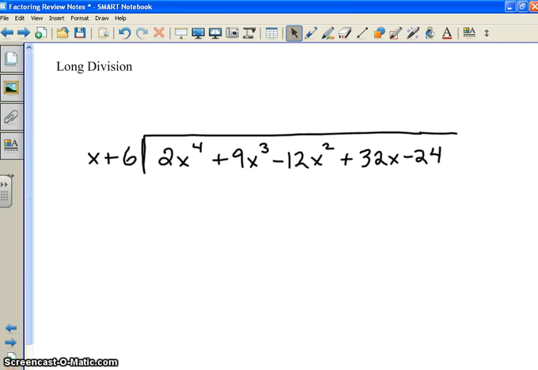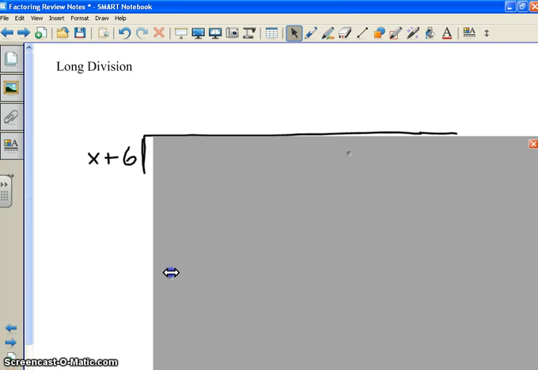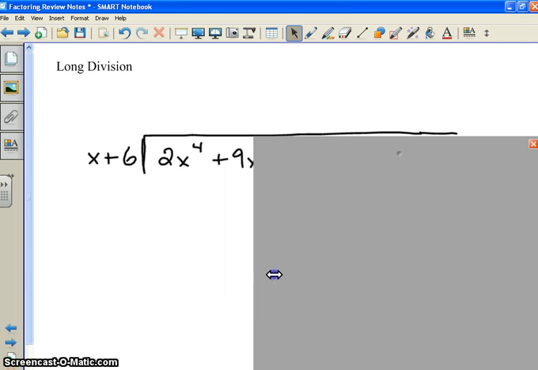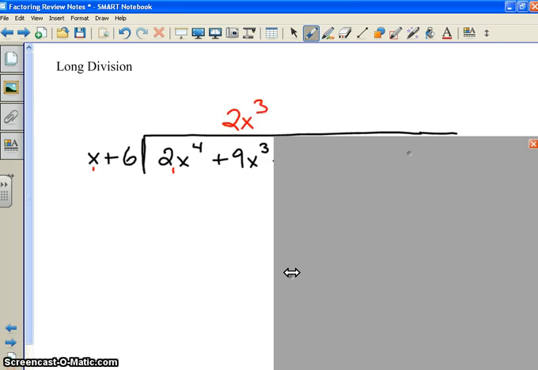And lastly, a little long division. We want to see if x plus 6 is a factor of this big polynomial. So we have a binomial that I'm going to try to divide into this other polynomial, 2x to the 4th plus 9x cubed. Essentially, I want to figure out what can I multiply x by to make 2x to the 4th. Well, I would have to multiply by 2x to the 3rd. And now I'm going to distribute that 2x to the 3rd to both of these terms. And I'll write the answer right down here.